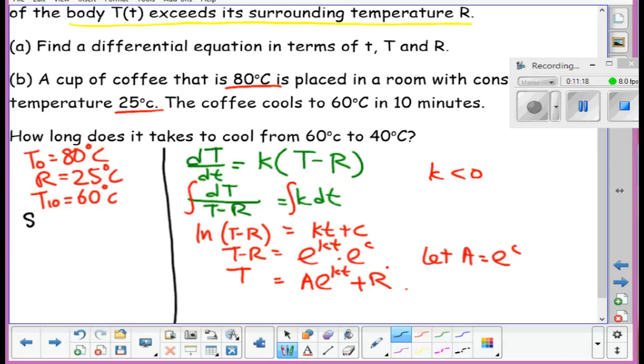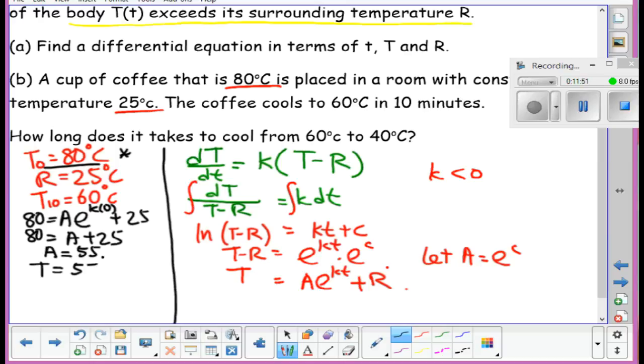So you put in 80 equal to A times e to the power of k times 0, this is using this piece of information, the one on top, plus 25. So you see that A plus 25 is equal to 80. Therefore, A itself is 55. And remark, this is not 80 degrees. So T itself is going to be 55 e to the power of kt plus 25.